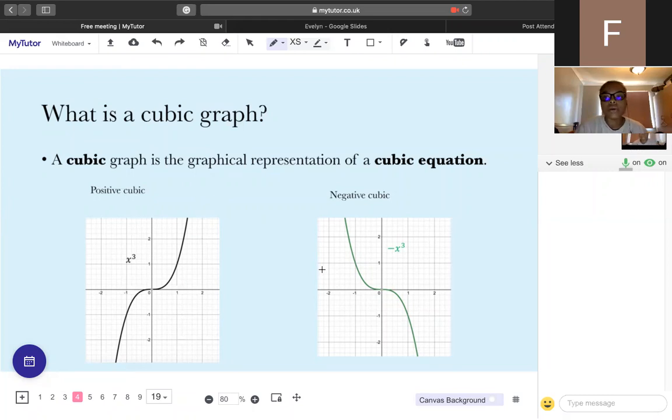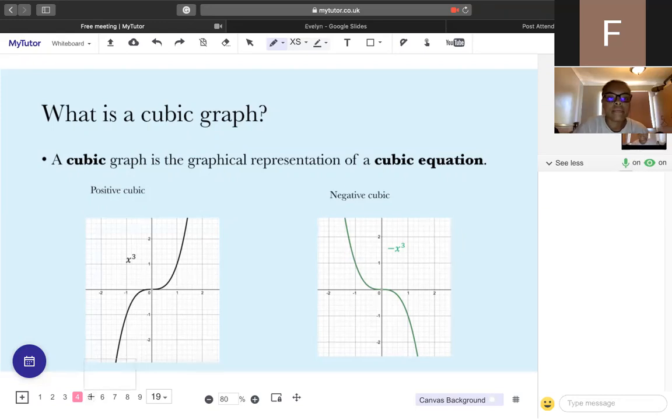A cubic equation is just one which has an x cubed in it. So you could have the equation y equals x cubed, and it would look like this graph over here. This is how positive cubic graphs always look. They always start from the bottom and then go up. Whereas negative cubic graphs, like the one on the right, start from the top and go down. So that's how we can tell a positive cubic from a negative cubic graph.